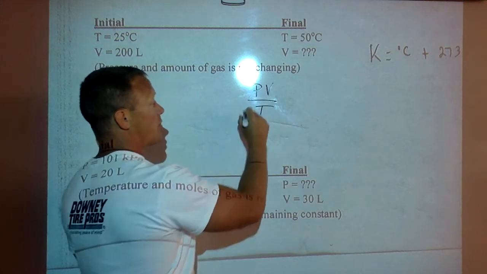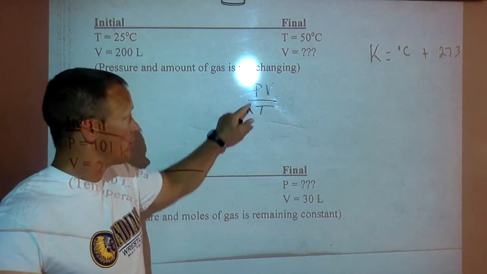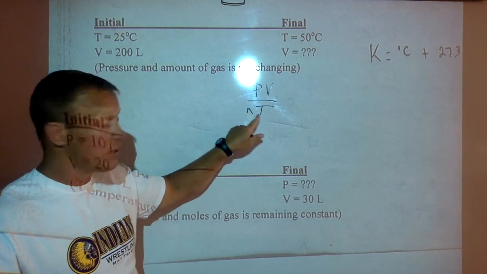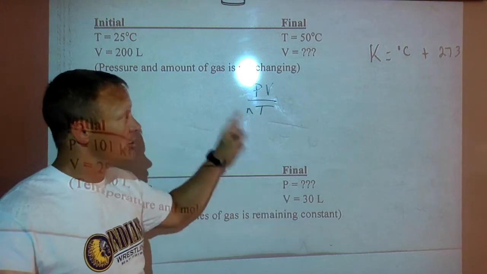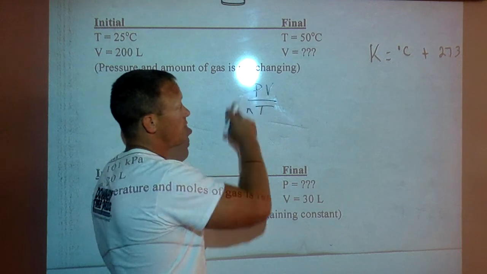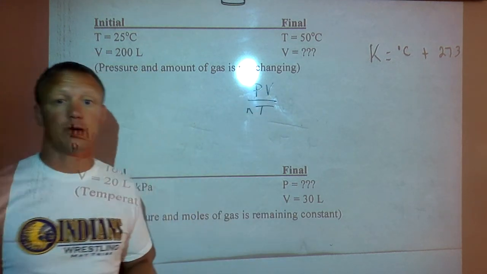So remember, we talked about PV over NT is a constant. Pressure times volume divided by N, the number of moles, divided by temperature. That ratio is a constant for gas. It's called the ideal gas law. And if you multiply those and divide by these, you always get 0.0821. Okay, we set that up, we've done that.